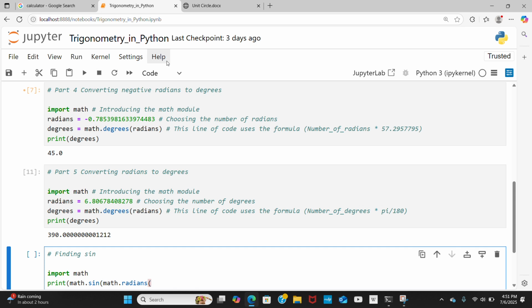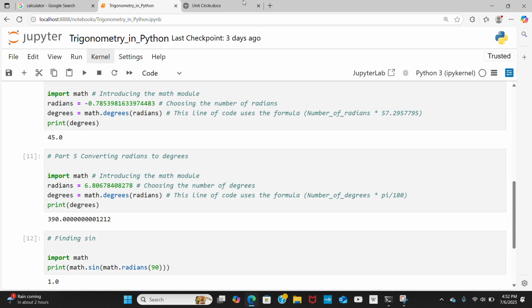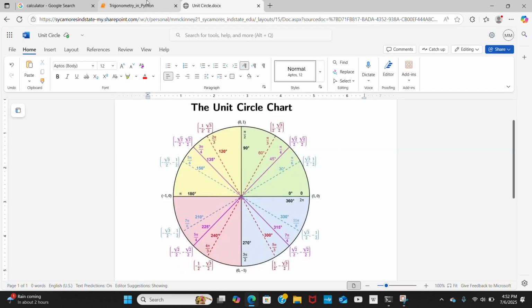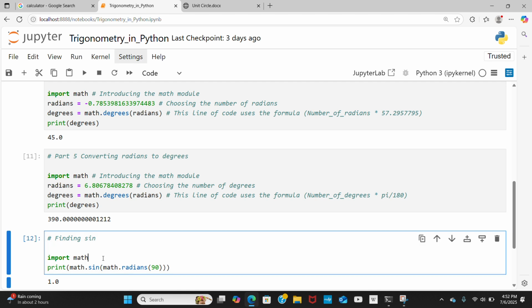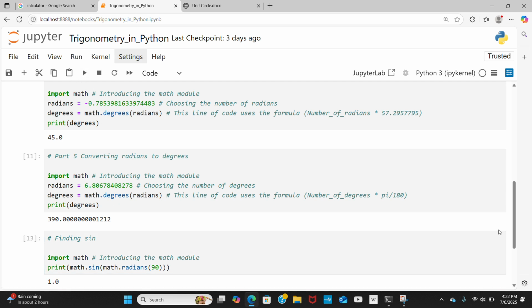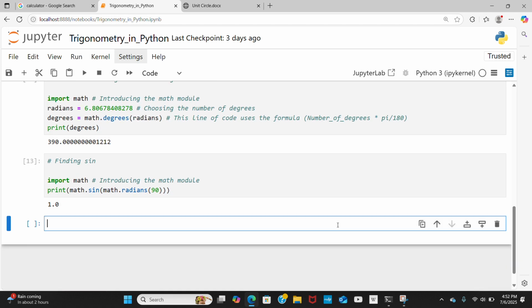We're going to first find the sine of 90 degrees, which is 1. The sine of 90 degrees is 1. This formula is the same for sine, cosines, and tangents. This is once again introducing the math module, and what this is basically doing is just finding sine. Now let's find cosine. It functions exactly the same.